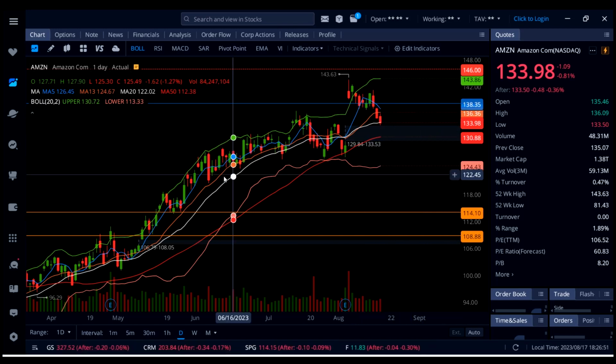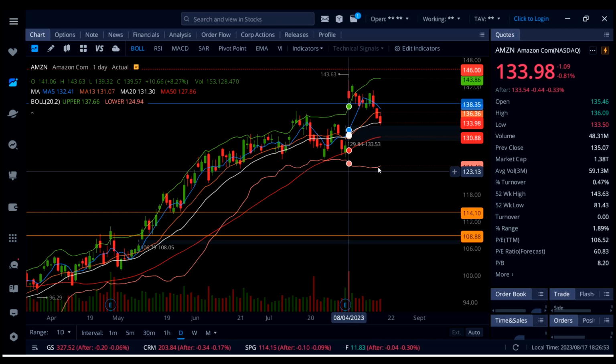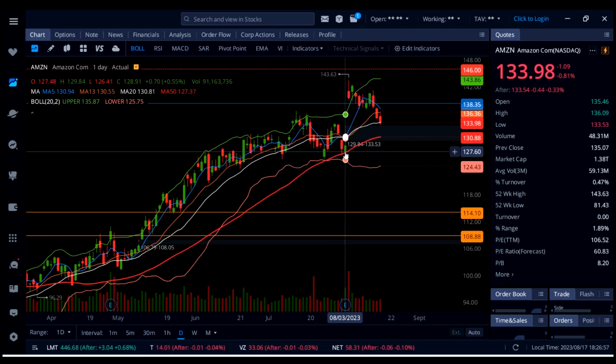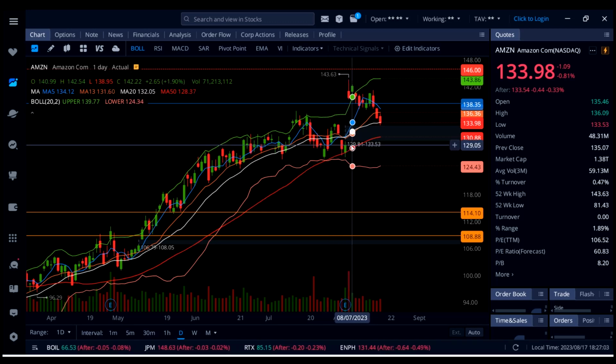To the downside, below 134, the next support all the way down here is in the 130s, and just under that we have this gap at 129.84, and that level should be a strong level around 130 on Amazon.